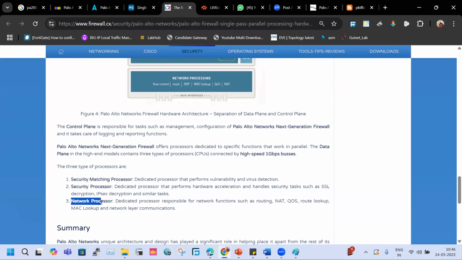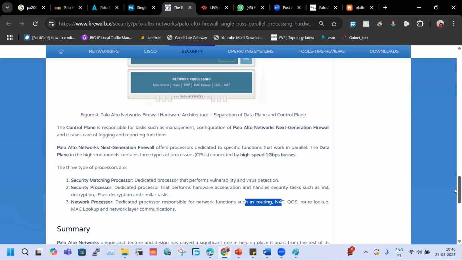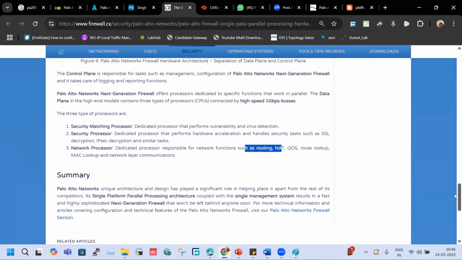The network processor is majorly used by the firewall to check routing and NAT lookup, right? QoS, route lookup, MAC lookup, all this type of thing is done in the network processor. So guys, I hope this single pass parallel processing architecture is clear to everyone, or do you have any query?